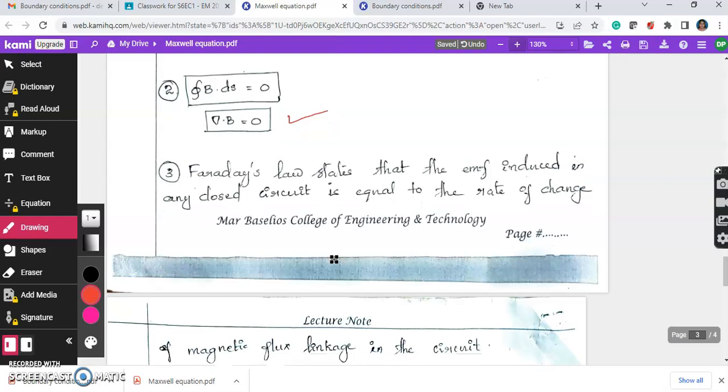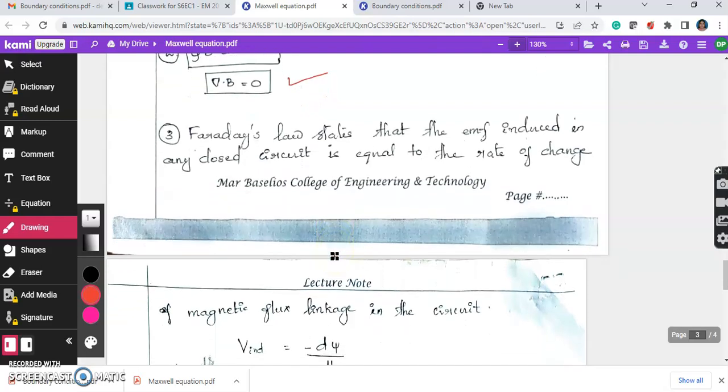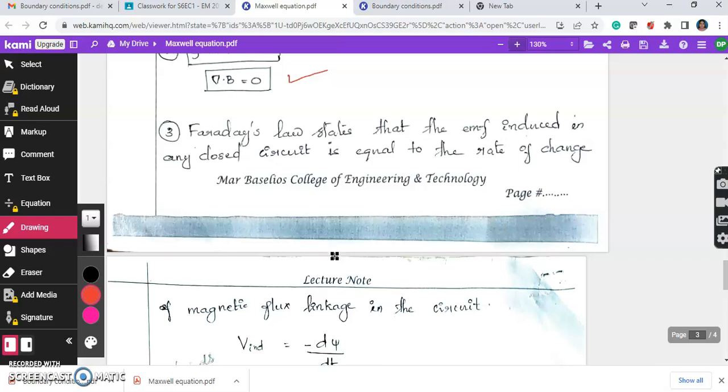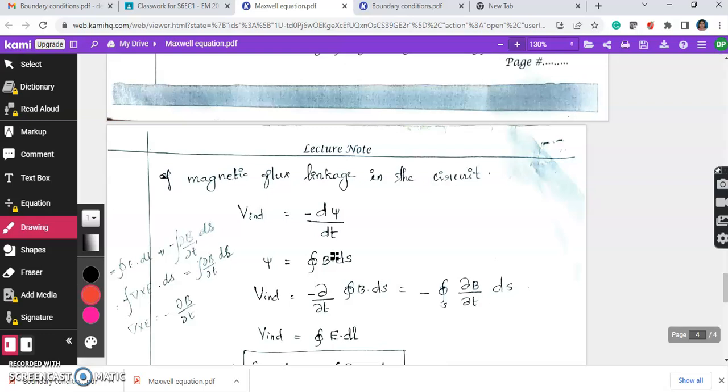Third one, Faraday's law states that the EMF induced in any closed circuit is equal to the rate of change of magnetic flux linkage in the circuit. That means if the magnetic flux that is linked to the circuit is changing, the rate of change of that will be equal to the EMF induced in that particular circuit. Okay, that means if the flux is changing, it will be converted to EMF. That is the meaning.